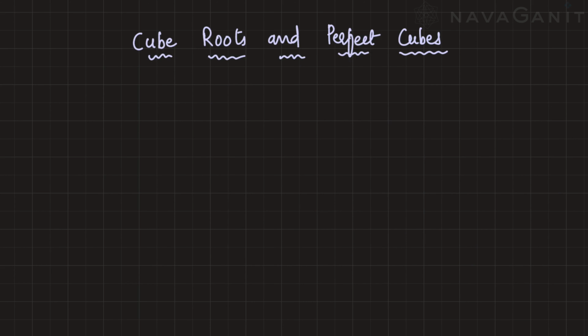Now let us understand cube roots and perfect cubes. So first of all, what is a perfect cube? A number x is called a perfect cube if it can be represented as x equals a cube, where a is a whole number.